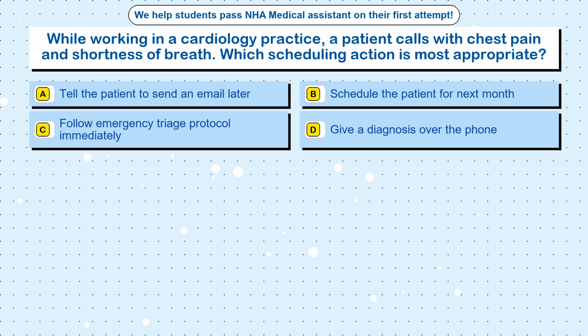Question 55. While working in a cardiology practice, a patient calls with chest pain and shortness of breath. Which scheduling action is most appropriate? Option A. Tell the patient to send an email later. Option B. Schedule the patient for next month. Option C. Follow emergency triage protocol immediately. Option D. Give a diagnosis over the phone.